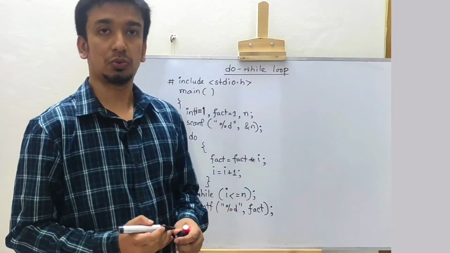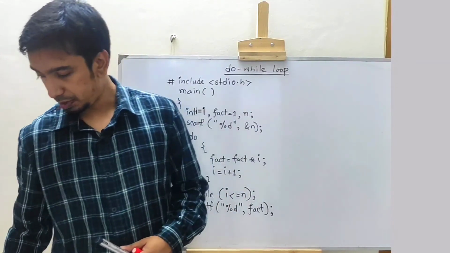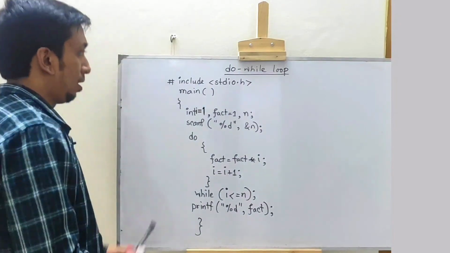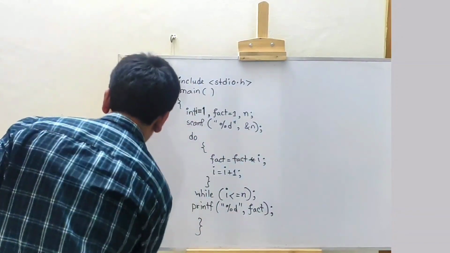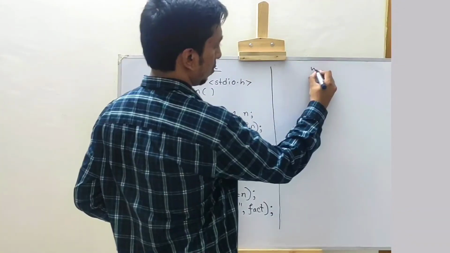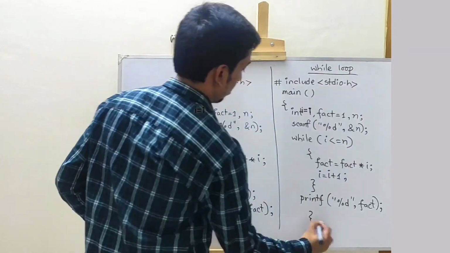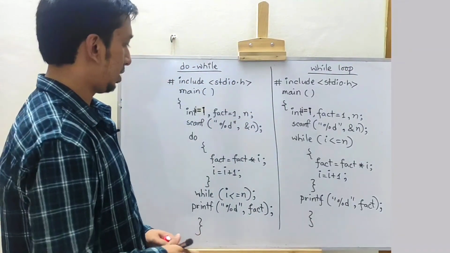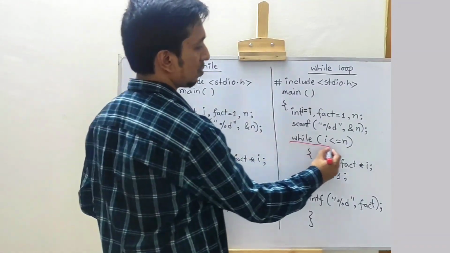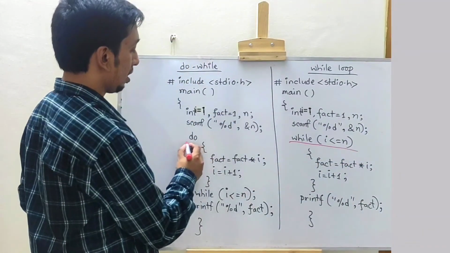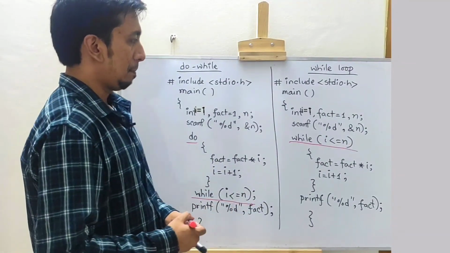You can also use the while loop. If you know how to use the do while loop, you can also write the while loop. So let's see how to use the while loop. It's very easy. Using the while loop, find the factorial, finally semicolon. So see the difference. Here I use the while loop, and here I use the do while loop. So this is the difference.